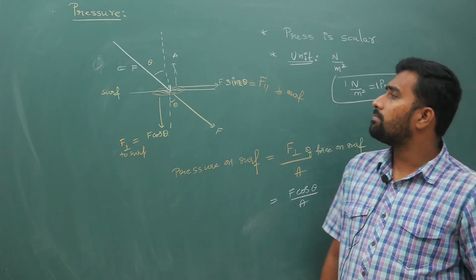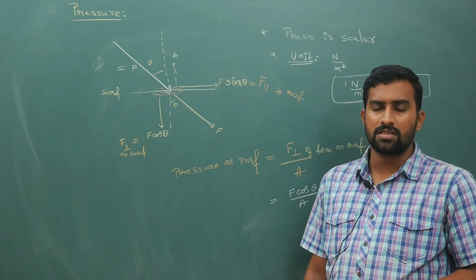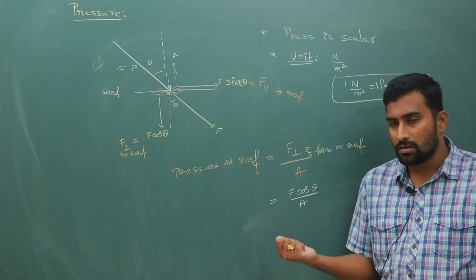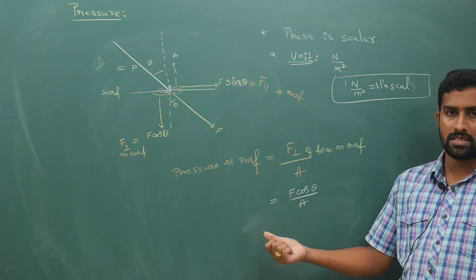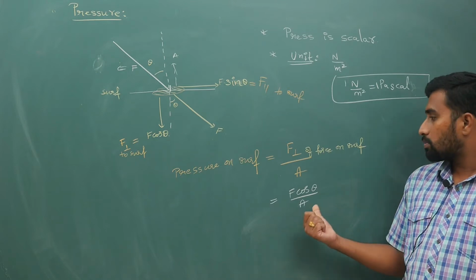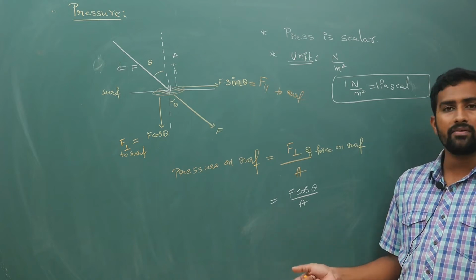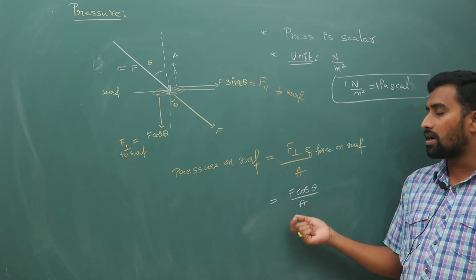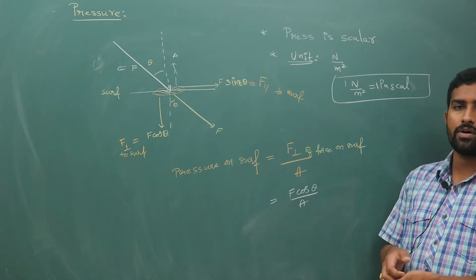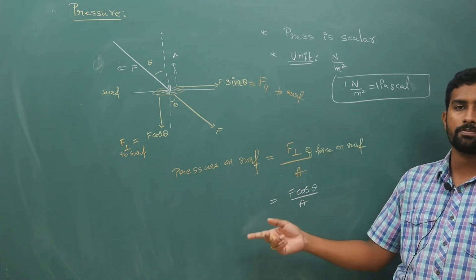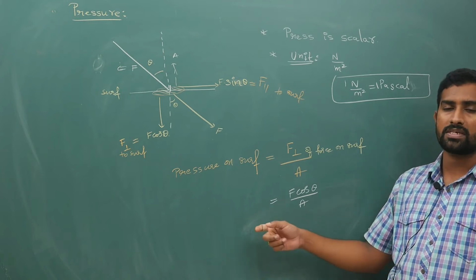For example, why are we able to cut vegetables with a knife? Your A is small, your F is more, that is why your pressure is more. Small area, more pressure. You cannot cut it with your finger even though you apply a large amount of force, because here A is big. If you are hitting something like this, your area is more. When area is more, pressure becomes less. When A is less, pressure becomes more.